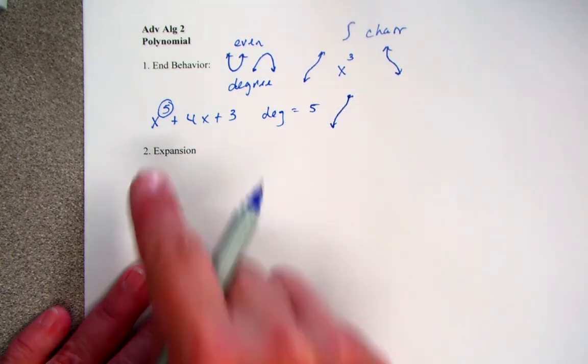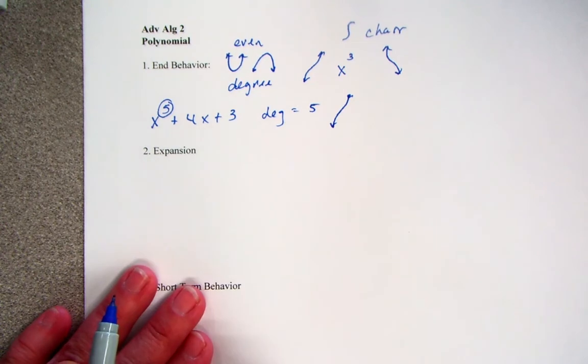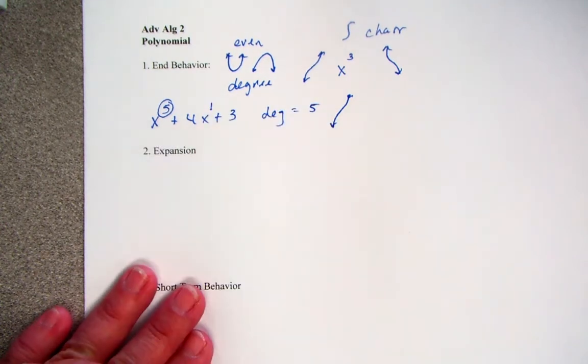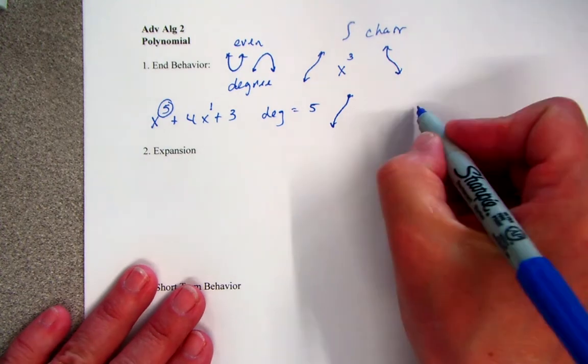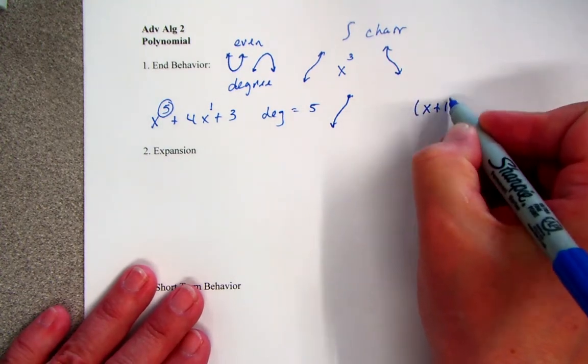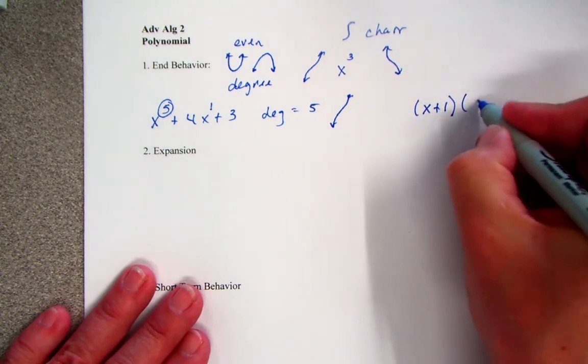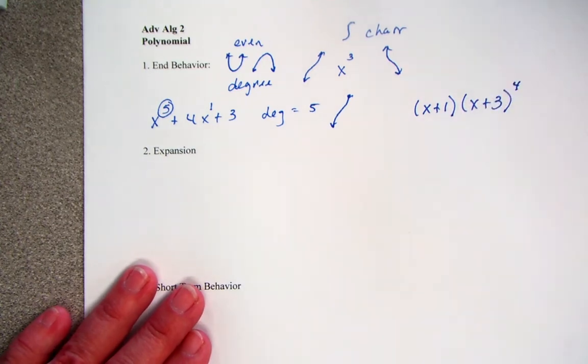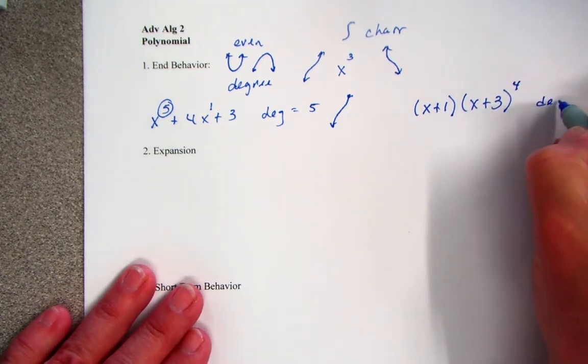Now, not all the time will it be expanded out. Some of you were trying to add the 5 and the 1. You don't add exponents when you multiply. So if I give you a situation like this, this is called factored form. Just a reminder of that. This degree is not 4. The degree on this is also 5.